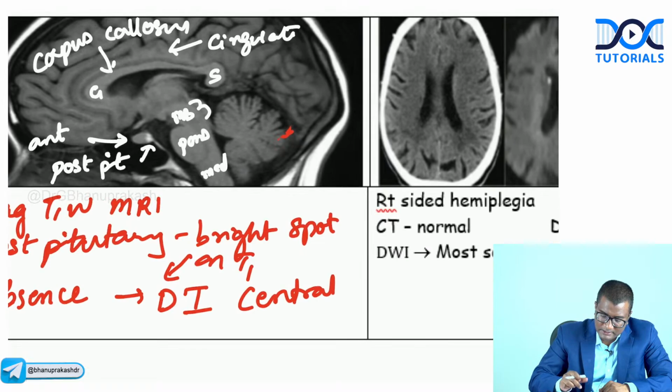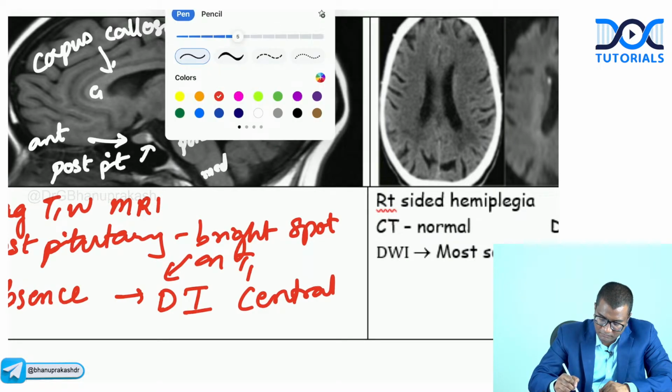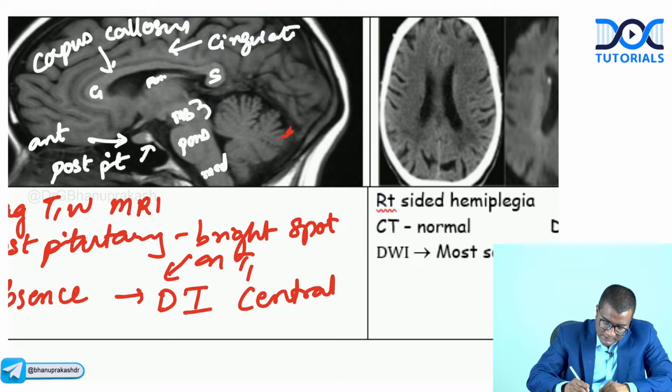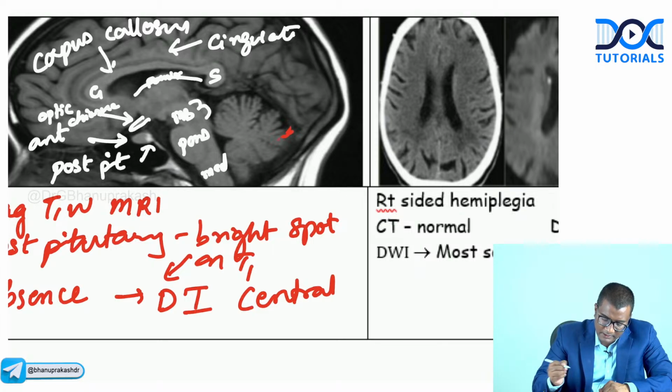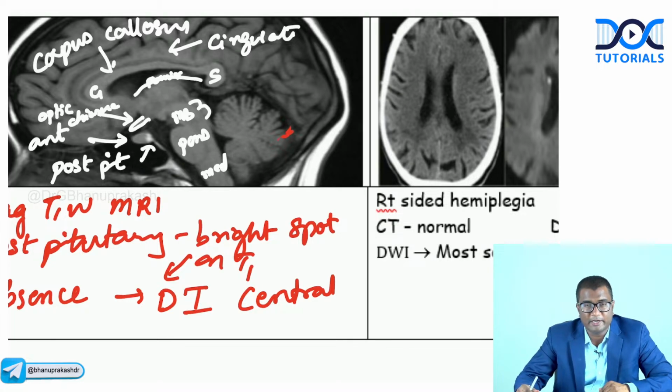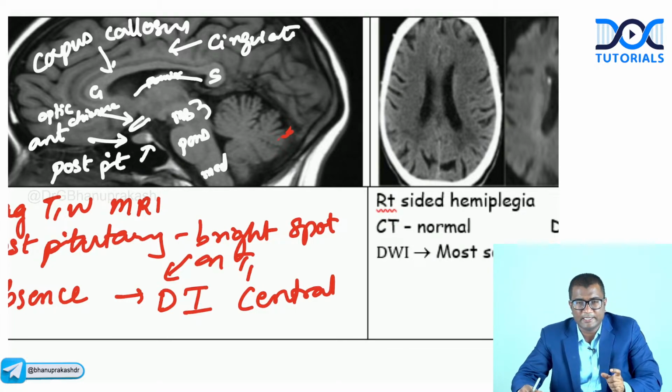Now coming to other structures, this is the fornix. This area here, this is the fornix. This is the optic chiasma, just above the pituitary. So these are the important structures that you need to identify: the corpus callosum, the cingulate gyrus, the midbrain, pons, medulla, cerebellum. You can identify the pituitary gland, the anterior pituitary, the posterior pituitary, and the optic chiasma.